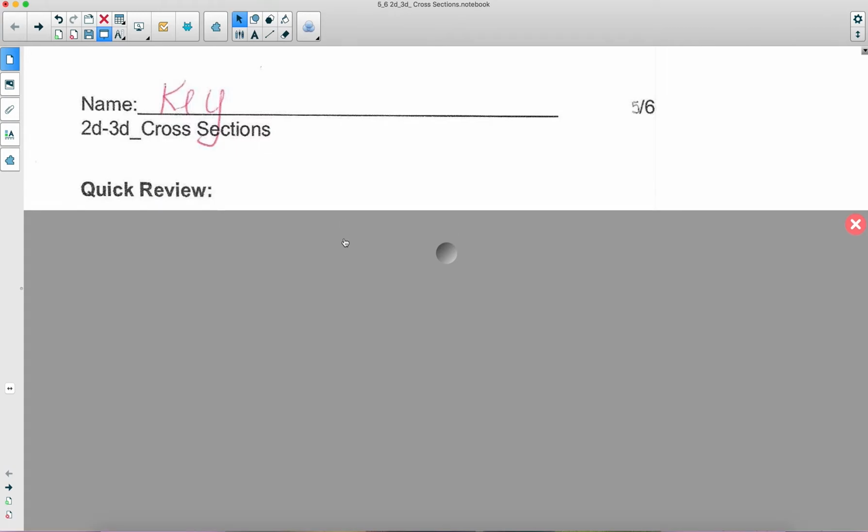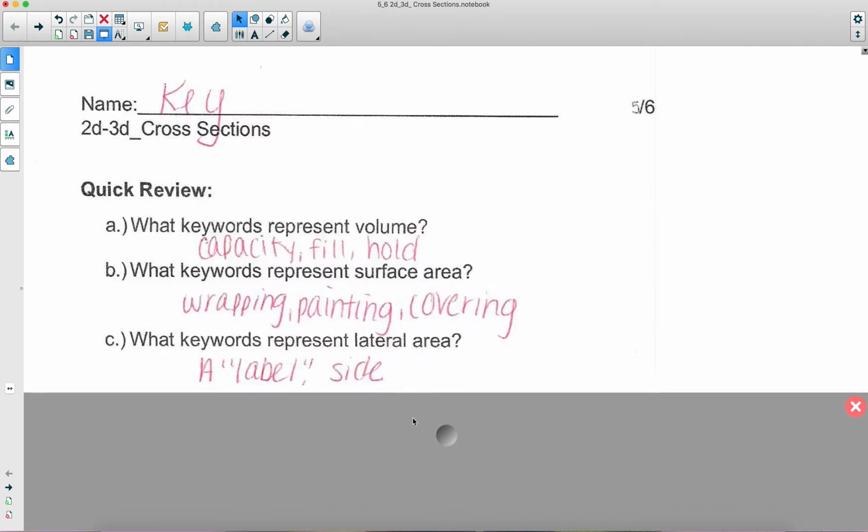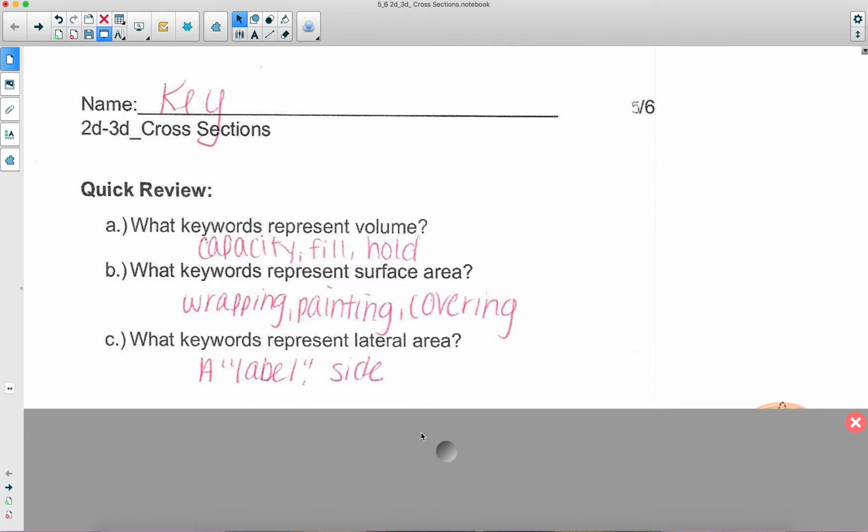Before we get into the lesson, I just want to quickly review a couple of key terms, like keywords that represent volume. Words that affiliate with capacity, how much to fill something or how much something holds, are key in that you're dealing with volume. If you see words like wrapping something, painting something, or covering something, that would imply surface area. A label or size represents lateral area.